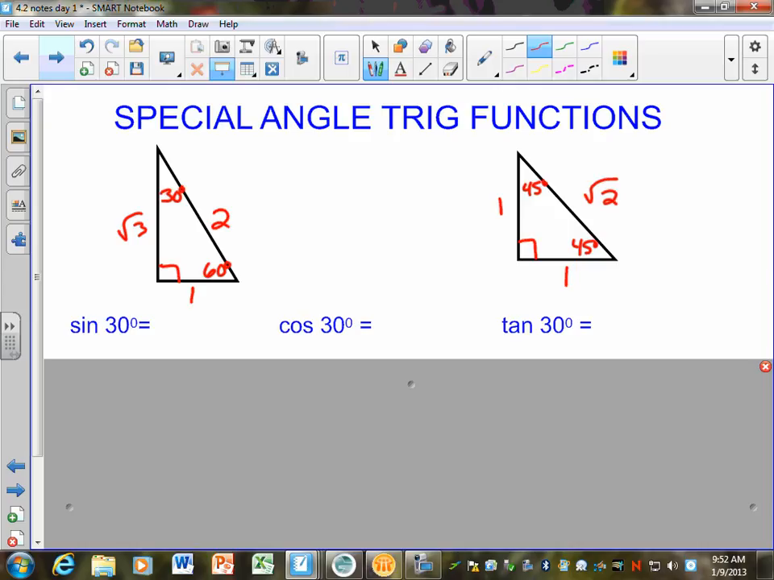These are just special angles that we use a lot. Eventually, not right now because it's the first day, I'm going to be able to say, give me the sine of 30 degrees, or in radians, the sine of pi over 6, and you're going to hopefully know it without having to draw a triangle. Well, we'll see. But sine is opposite over hypotenuse. Would you agree that's just 1/2?